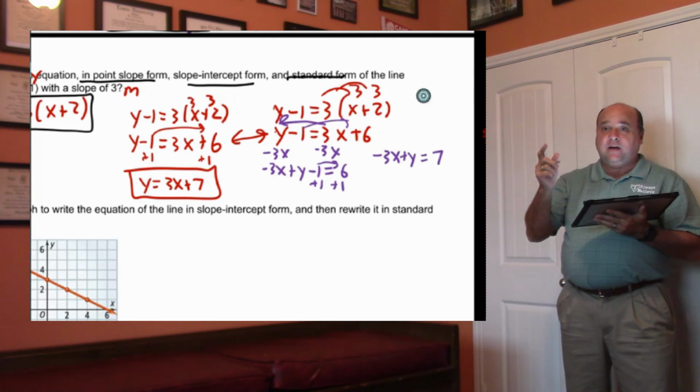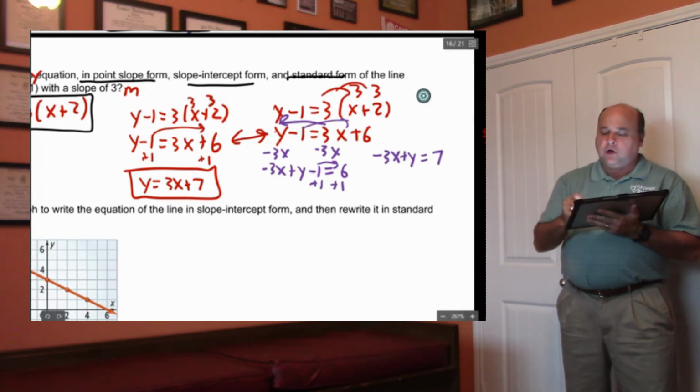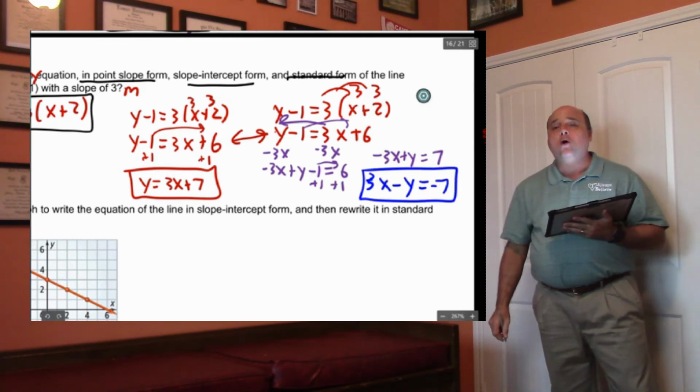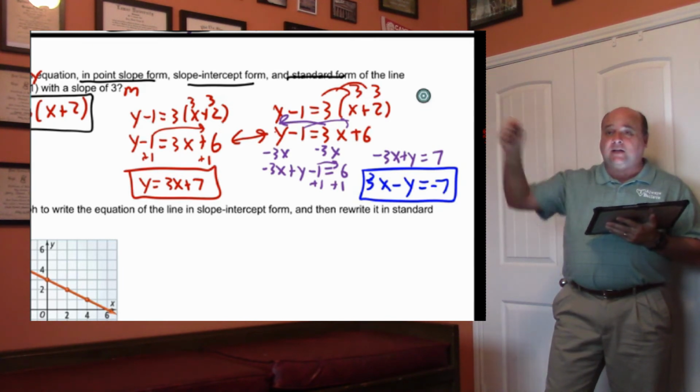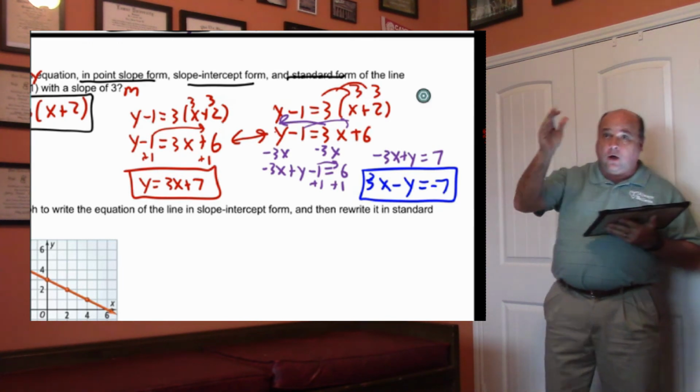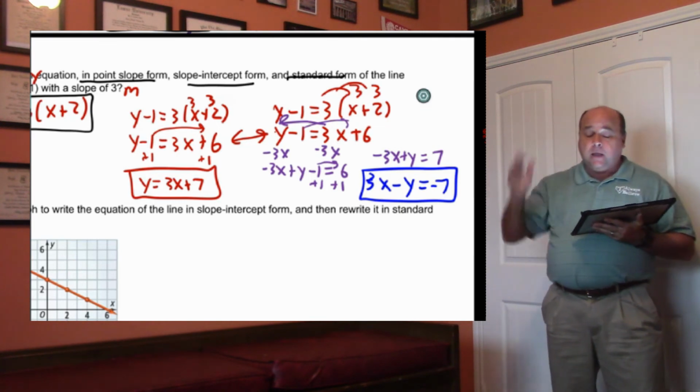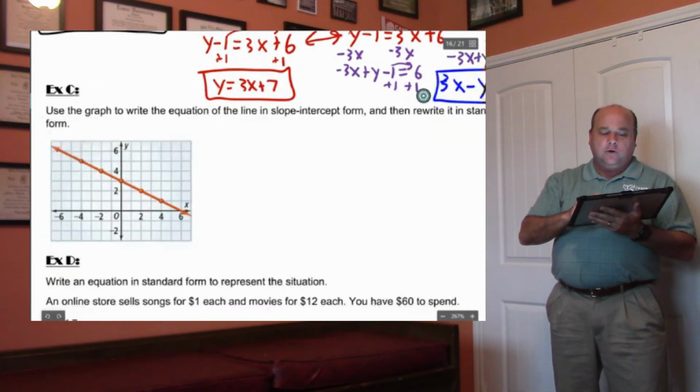Now then, I can't have a negative x, can I? So I'm going to switch all my signs. 3x minus y equals negative 7, and bam. I got point-slope, I got slope-intercept, and I got standard. You've got to be able to write all 3 of those equations down. Let's go to the next one.